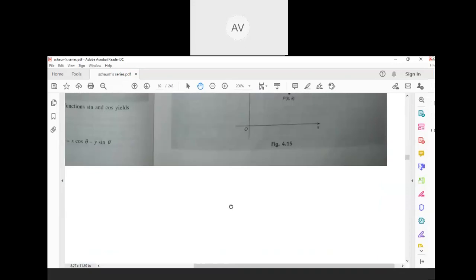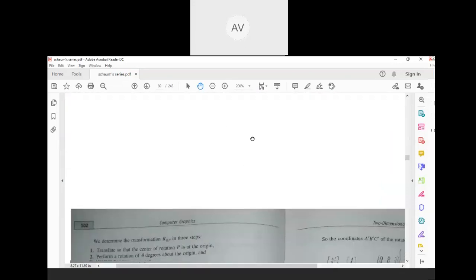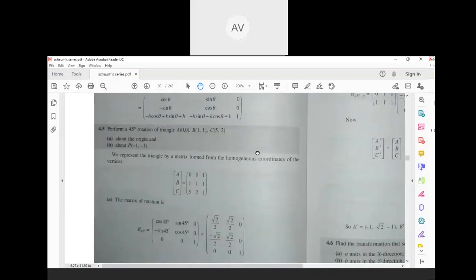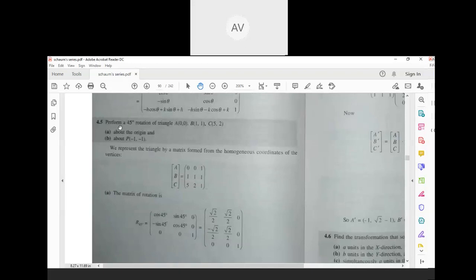We will see one good numerical, this one. Okay. See the question: perform a 45 degree rotation of a triangle A (0, 0), B (1, 1), C (5, 2) about the origin, and about P (-1, -1).